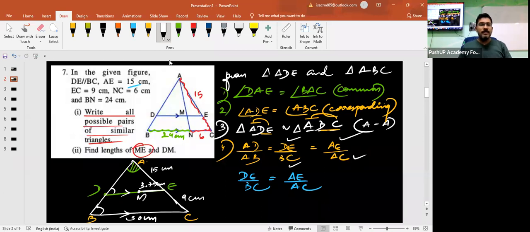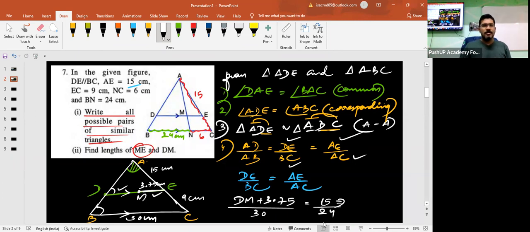Okay. DE will be what, children? DE can be written as DM plus 3.75 centimeter. The whole of DE is the sum of DM and ME. Everyone clear? So DM plus 3.75 divided by BC is what? You had found 30, which is equal to AE is what? 15 divided by AC is what? 15 plus 9, 24. Now this implies, can you do the calculation further? 18.75. Okay.